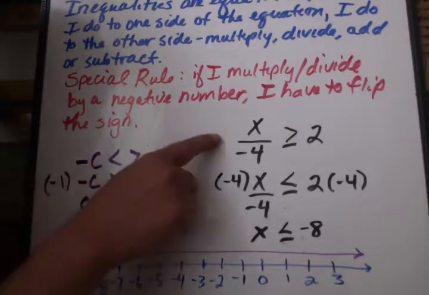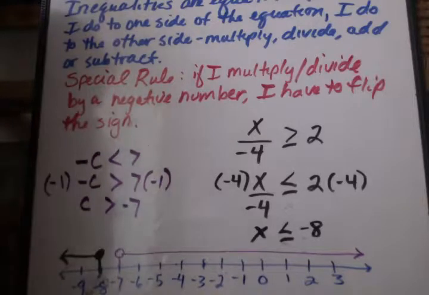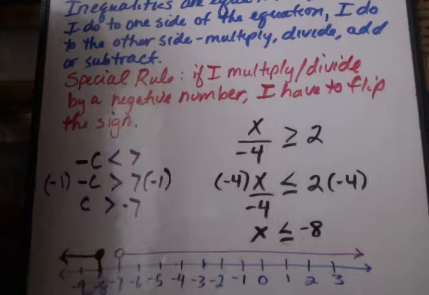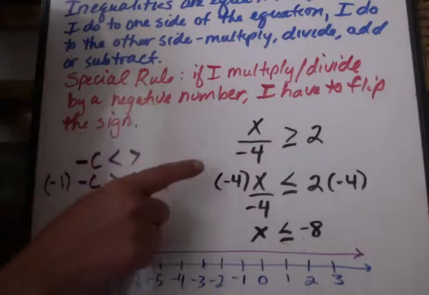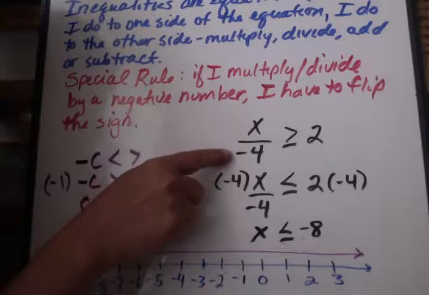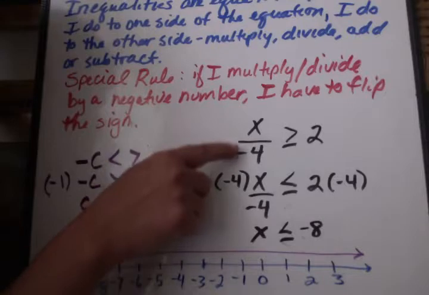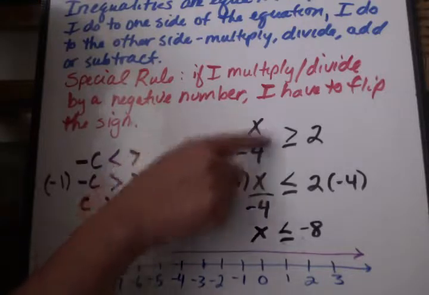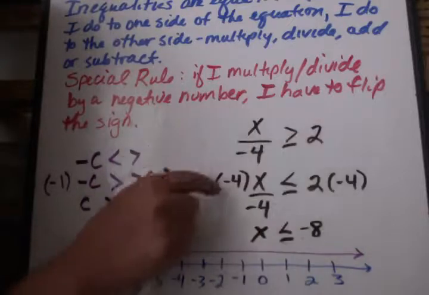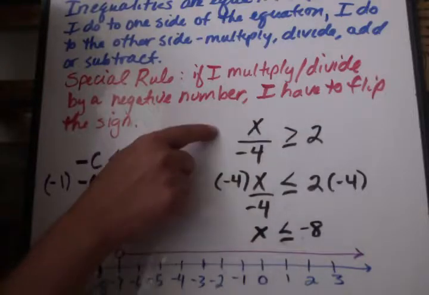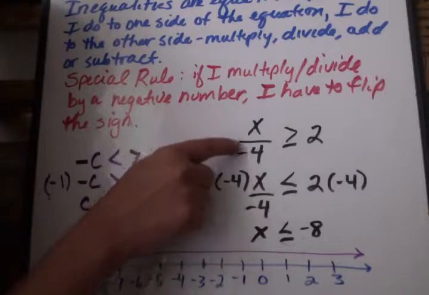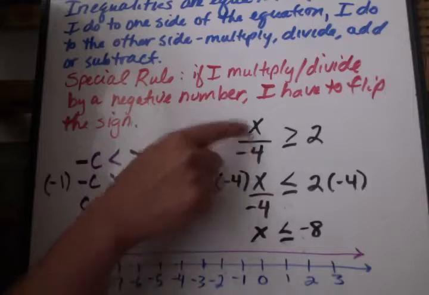All right, let's look at this other example up here. X is divided by negative 4, and that's greater than or equal to 2. So in this situation, because I'm dividing here by negative 4, the opposite of division is multiplying. So in order for me to resolve this, I want to multiply this side of the equation by negative 4. And if I do that to one side of the equation, I have to do that to the other. If I multiply by negative 4, the negative 4 and the negative 4 are going to cancel out to be a positive 1. 1 times x is just x. So that'll get x by itself.